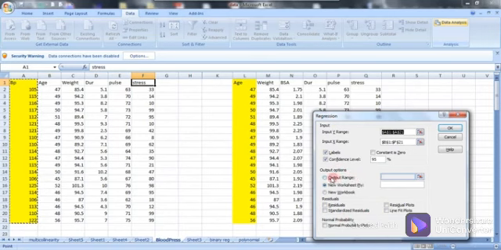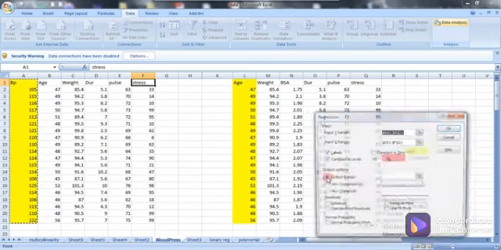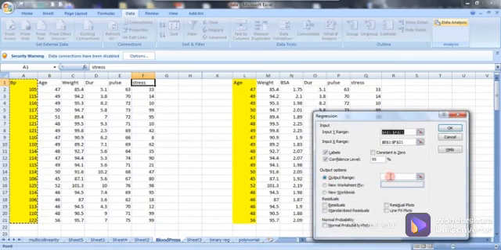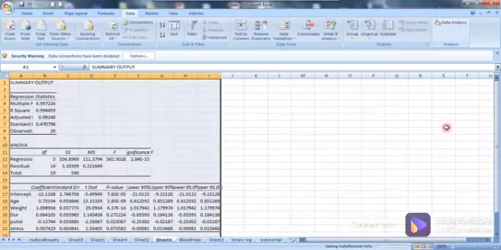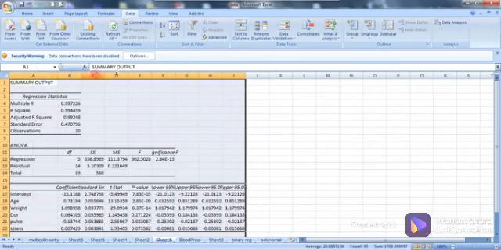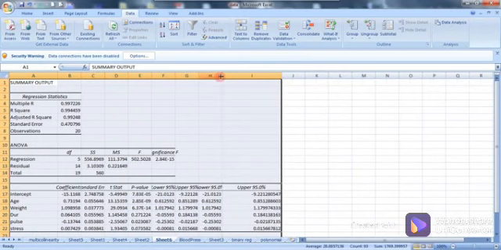You can also determine where you want your result to be output. If you want the output on the same page, you just click where you have it, but I would prefer we have it on a new worksheet. So I click on this and I click OK to give the result. So this is the result in a new page. So let's look at the result.